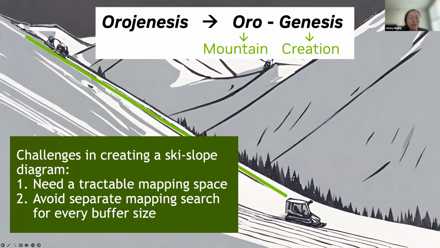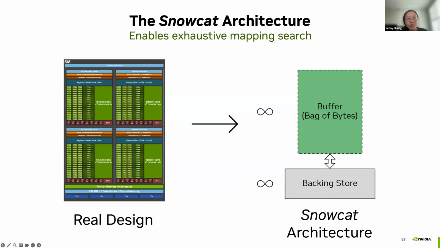However, there are a few challenges in creating this ski slope diagram. First, we need a very tractable mapping space. And the second is that we don't want to search the mappings for every buffer size, which can introduce a huge mapping space that we mentioned in the previous design space exploration study. To address the first challenge, we just use a simplified two-level design. And the simplicity leads to a small map space, which allowed us to perform exhaustive search.